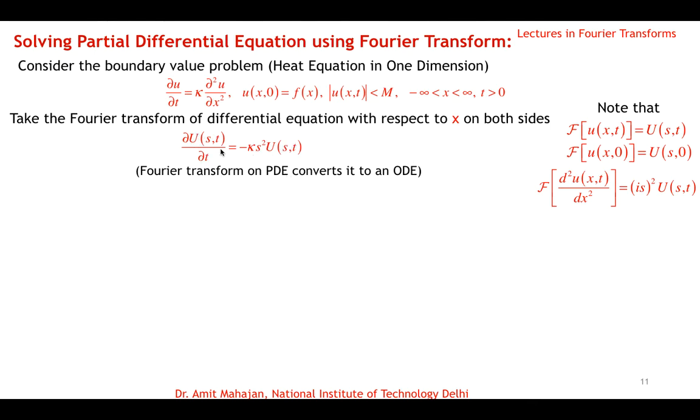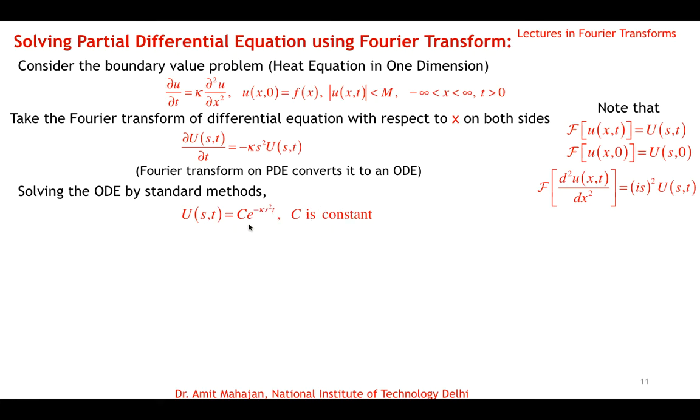Now the derivative is only with respect to t. So we can solve this ordinary differential equation by the standard methods, and here you can see that the variables are separable. You can take u to one side and t to the other side, and then integrate both sides to find that it's du by u. So the integral will be log of u is equal to minus kappa s squared t plus a constant of integration. So you can calculate U(s,t) by integrating, which is equal to c times e raised to power minus kappa s squared t, where c is the constant of integration.